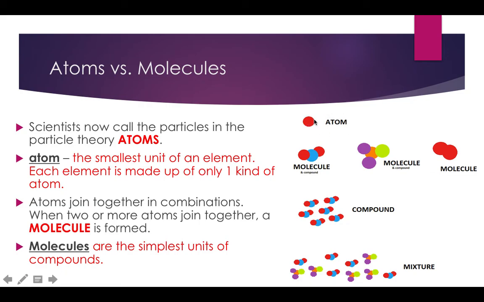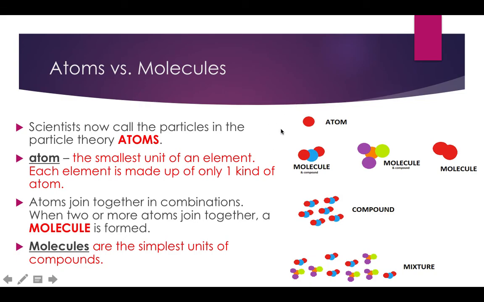So if I had an oxygen atom, or the element oxygen, there are no other atoms in there except for oxygen atoms. Or if I had a hydrogen element, that's only made up of hydrogen. It's not made up of a little bit of hydrogen, a little bit of oxygen, a little bit of nitrogen. Nuh-uh. If it's an element, it's just made up of one type of atom.